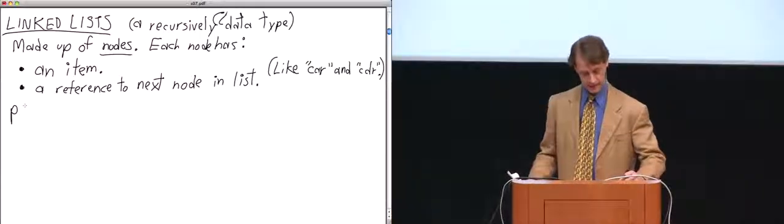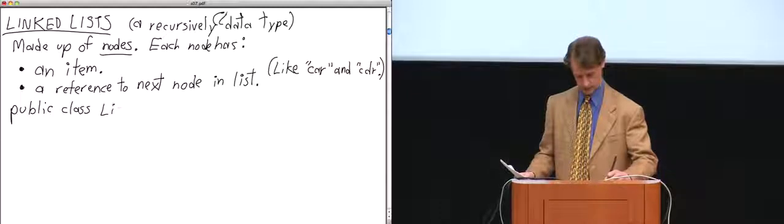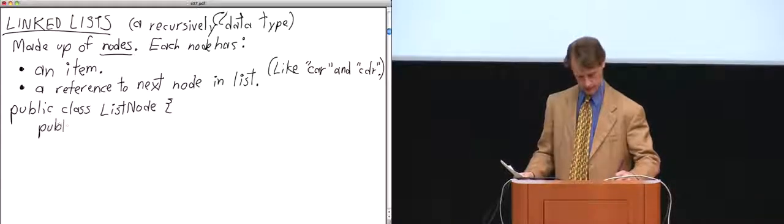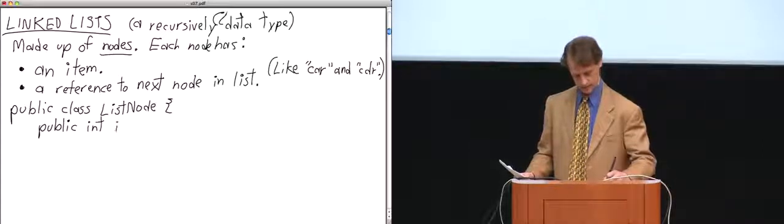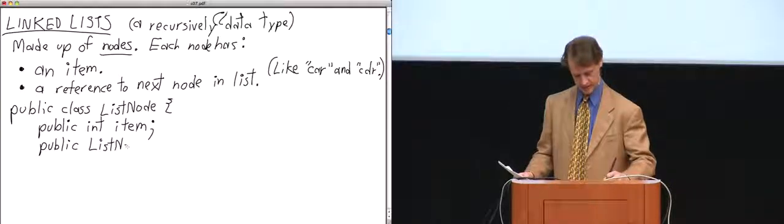I'm going to now define a class that stores these two fields. And I'll call it a list node. And for now, our items will still be integers, just to keep things simple. And every list node is going to have a field called next that points to the next list node in the list.